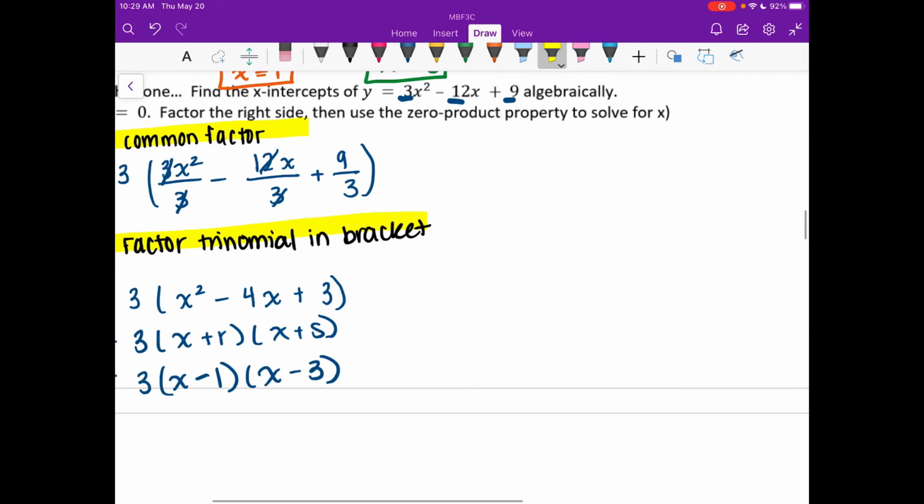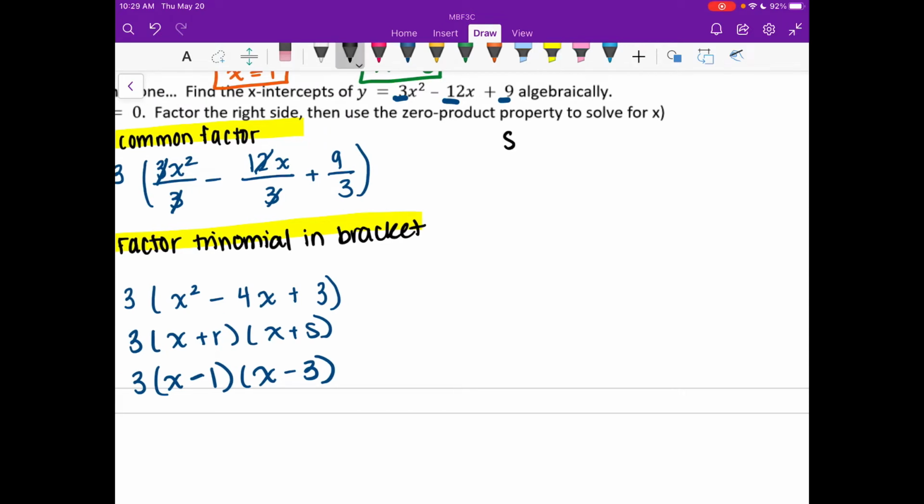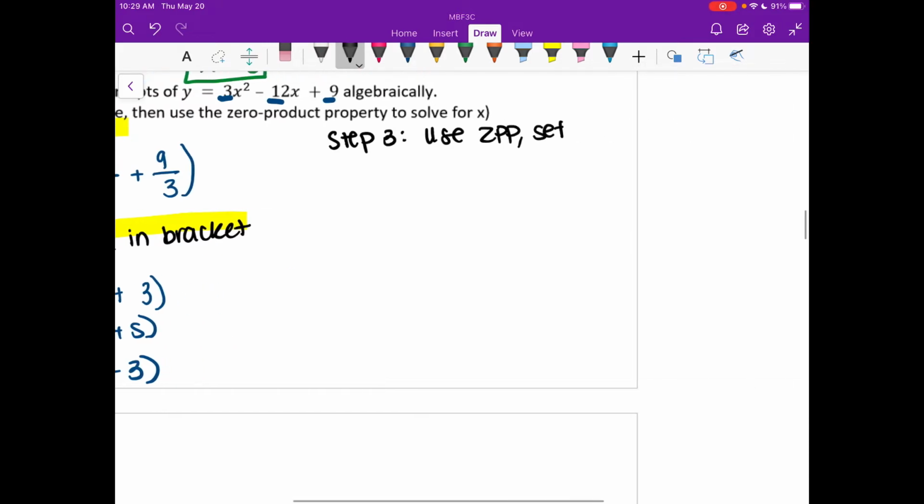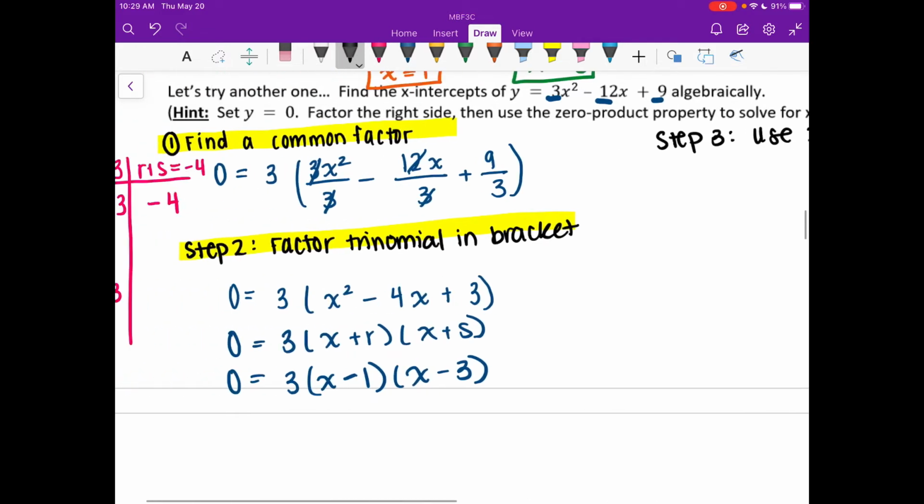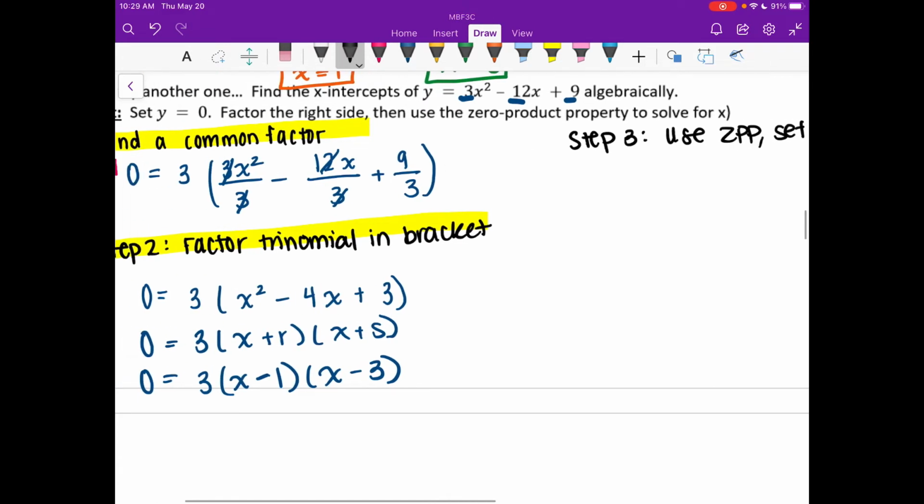So we got that. And then step 3 is going to be use ZPP, set all brackets to 0. So everything's going to equal 0. So each individual bracket. So I'm just going to go in and write my answer again. 0 equals 3, x minus 1, x minus 3.